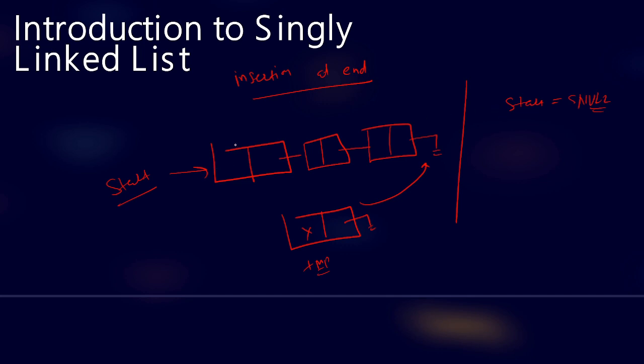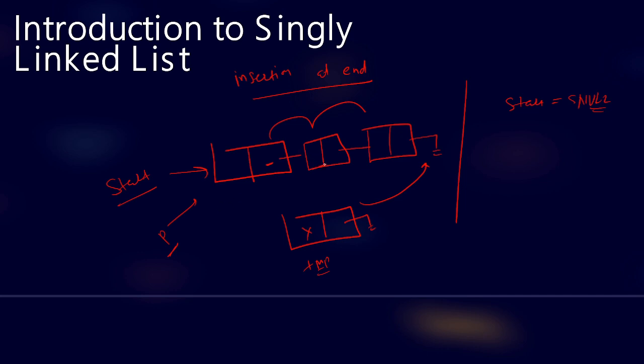Now we need to insert this node at the end of the linked list. First of all, we need to travel from the first node to the last node. How can we travel? We can travel with the help of pointer P. Any pointer you can take. Here I take the pointer P, and we shift P until P of next is equal to null. Here P of next is not equal to null, so we move P to P of next.